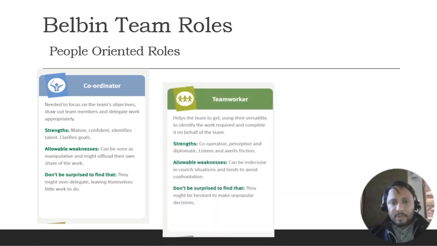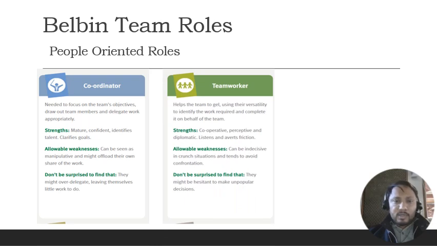Then the team workers, as the name suggests, are the people who coordinate and reduce friction within the team. If there are any issues, they come to the occasion, they are a bit more diplomatic, and they try to solve the issues. But if the team is big and there are too many team workers, they will keep resolving the issues but will not reach a conclusion.